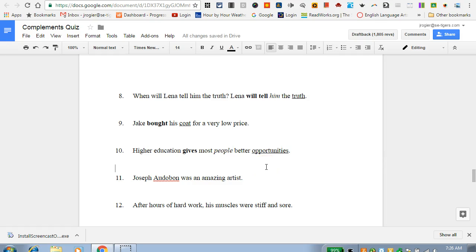Joseph Audubon was an amazing artist. So Audubon was, so we put was here in bold. What was he? He was an artist. Okay, and so artist is the predicate nominative because it is renaming Joseph Audubon.